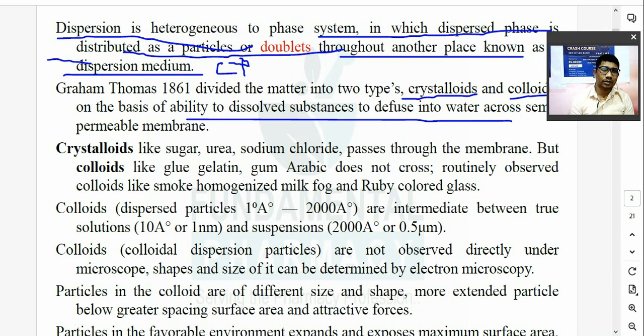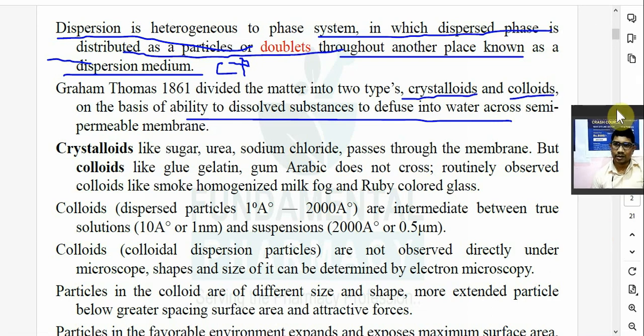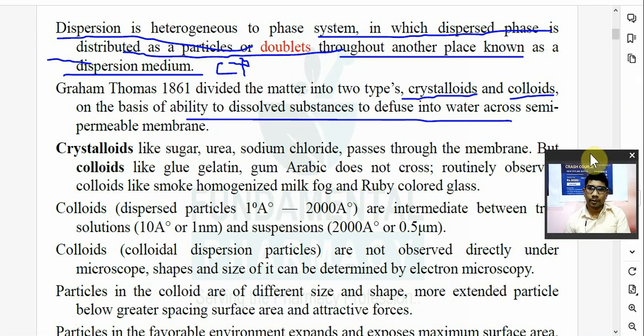Now, colloids mean what? Suppose you have two compartments separated by a semi-permeable membrane containing water on both sides. Now you place gold particles on one side, and if you observe the other side, the gold particles will not cross the semi-permeable membrane. Such compounds are known as colloids. So crystalloids can cross the semi-permeable membrane; colloids cannot.